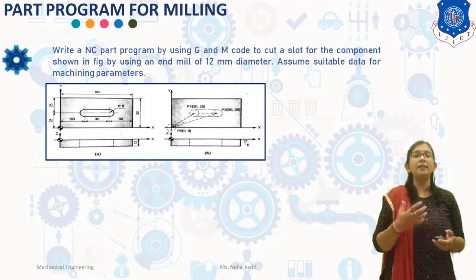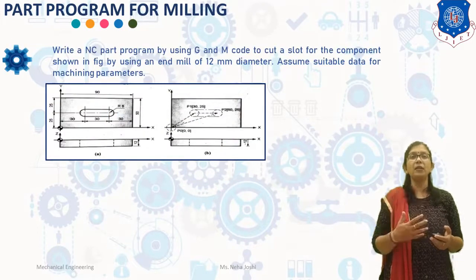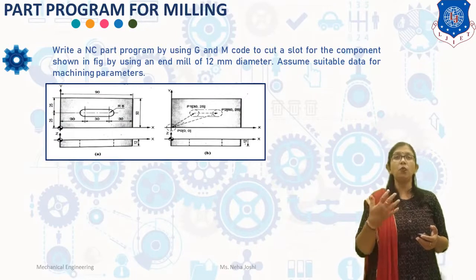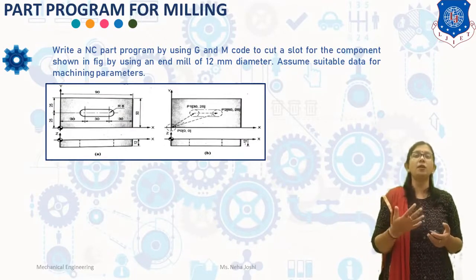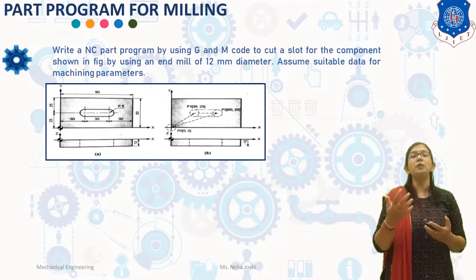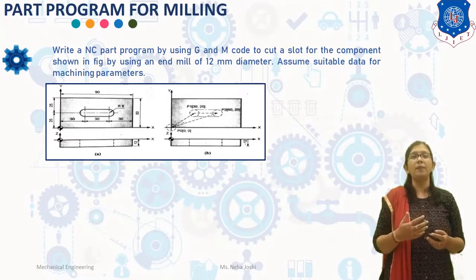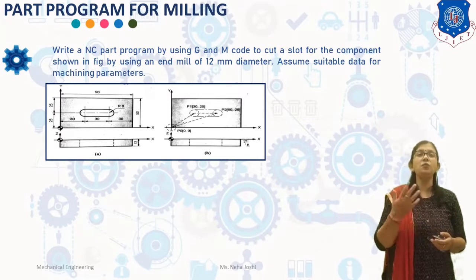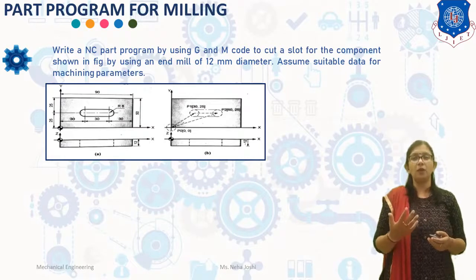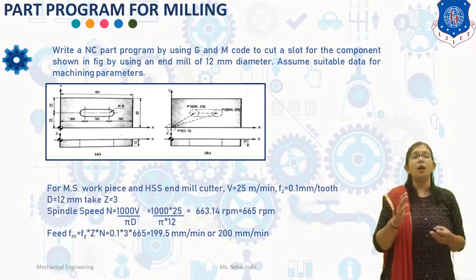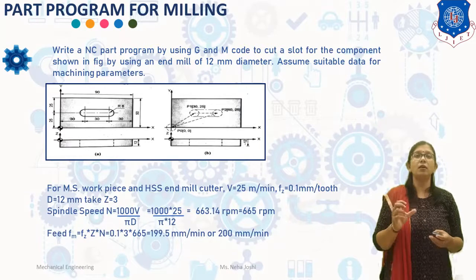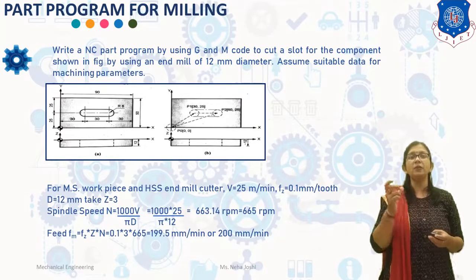Write an NC part program using G code and M code to cut a slot for the component shown in the figure, using an end mill of 12 mm diameter. Assume suitable data for machining parameters. Now here you can see the diagram. The end mill diameter is 12 mm.